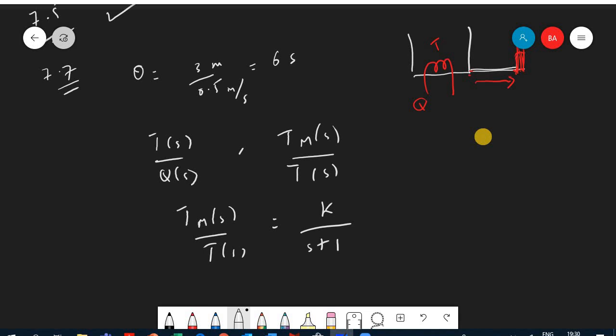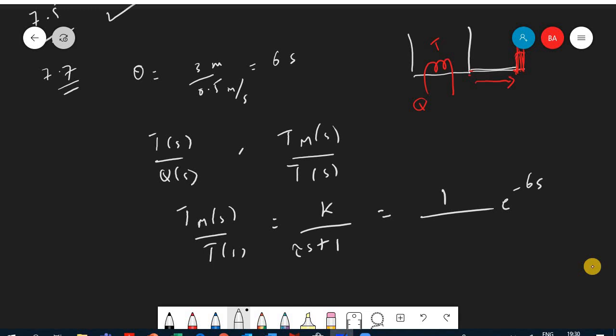And since this is a sensor for the temperature, the change in the output is like the change in the input, because a sensor will tell you exactly what is happening. So K will be 1 definitely, times e to the power minus 6s, which is the time delay, over tau s plus 1.